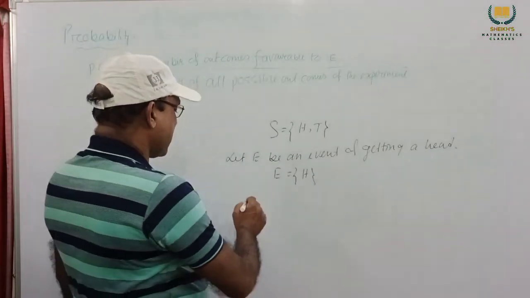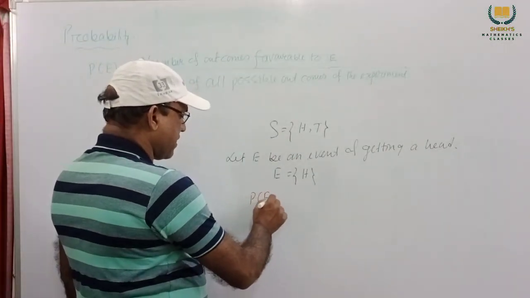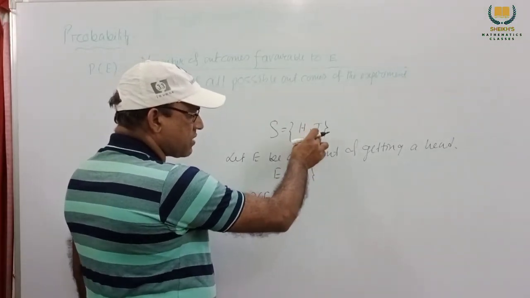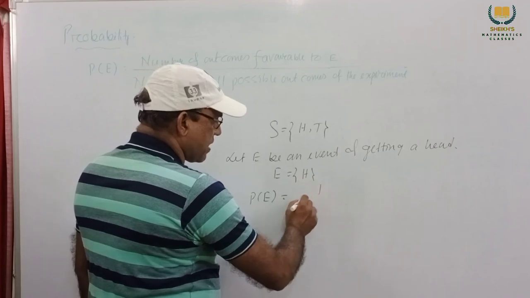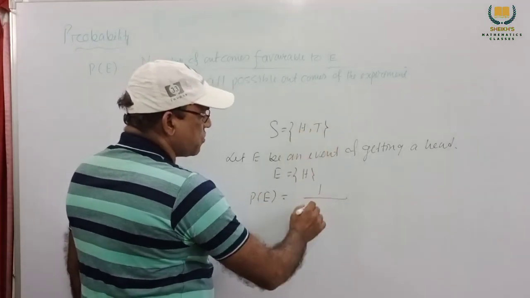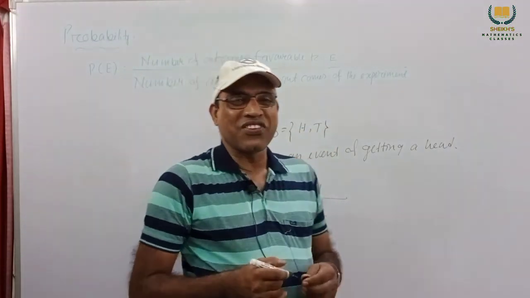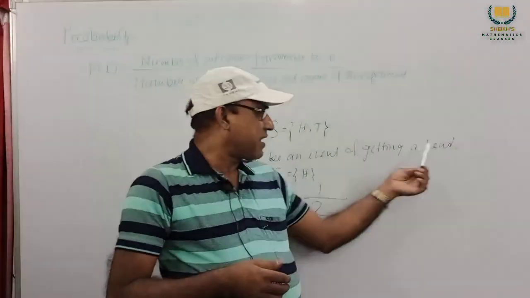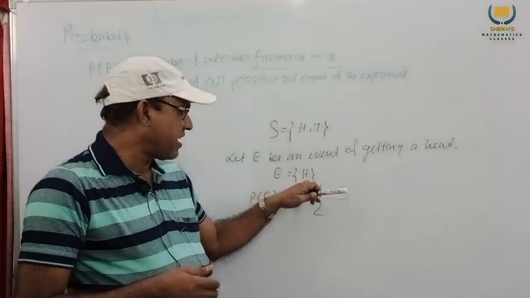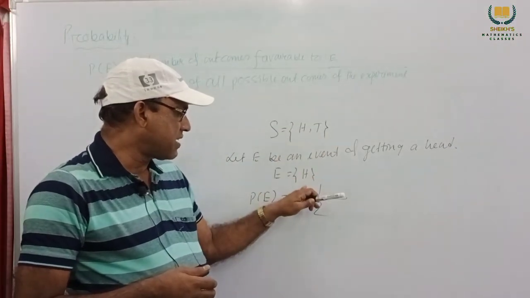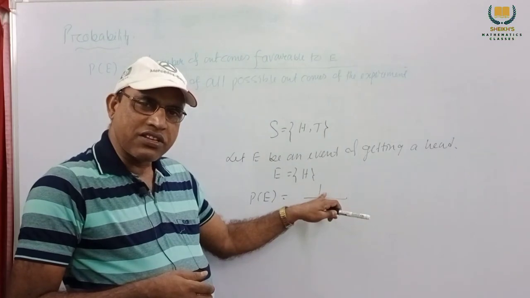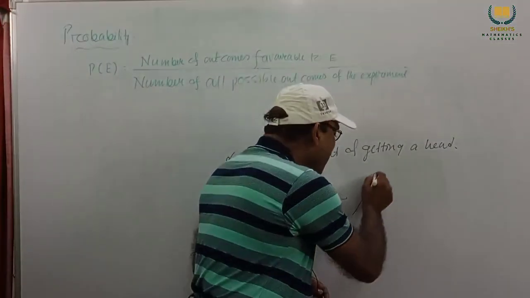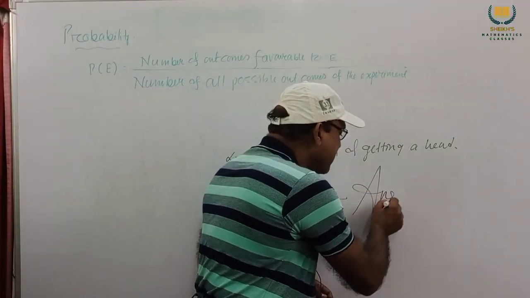So, we want to write the probability of E. How many results are in our favor? Among 2 results, only 1 result is in our favor. This is 1. And how many total results? 2. So it is 1 by 2. This is a very simple problem. E be an event of getting a head, E equal to H. Among 2 results, only 1 result is in our favor. So, 1 in the numerator and the denominator is the total number. So, this is our probability.